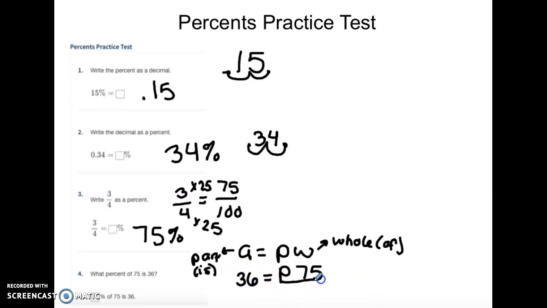All right, to get P by itself, we're going to divide both sides by 75. I'm running out of room, so I'm just going to write it over on the side. Now 36 divided by 75, put it in your calculator, we get 0.48. So 0.48 equals P, but percents do not go into equations. We get a decimal, so we have to change this decimal to a percent. So remember to move the decimal 2 places to the right to get 48%. So 48% of 75 is 36.